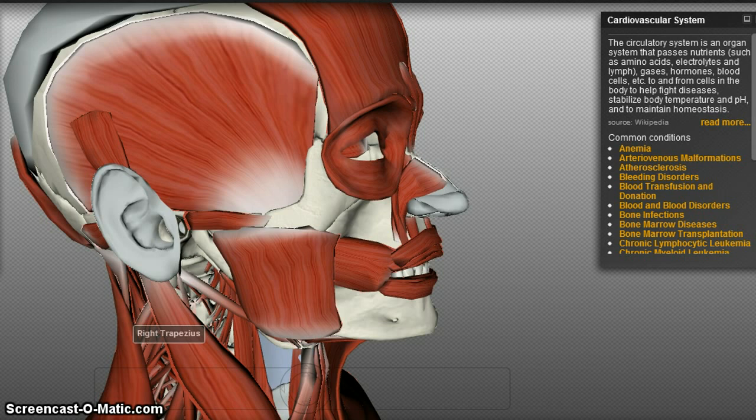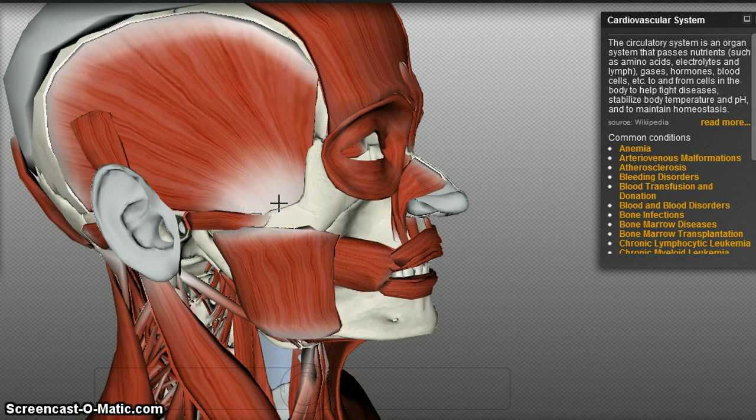Mastication is the chewing process, and there are four main muscles to do with mastication. That is the temporalis, the masseter, and there are two behind that, which are the lateral pterygoid and the medial pterygoid.